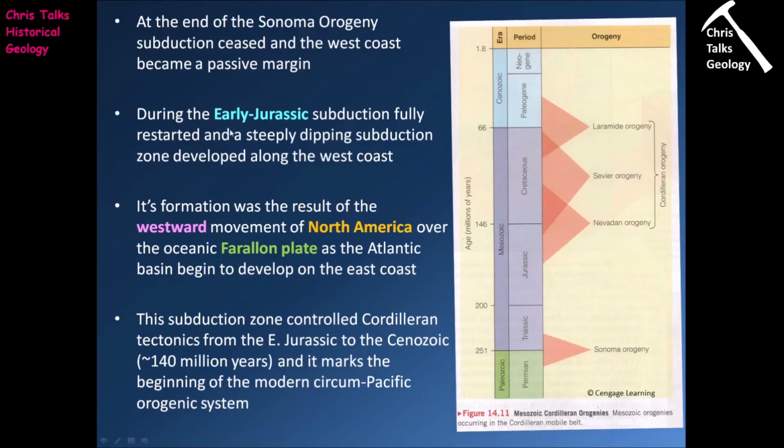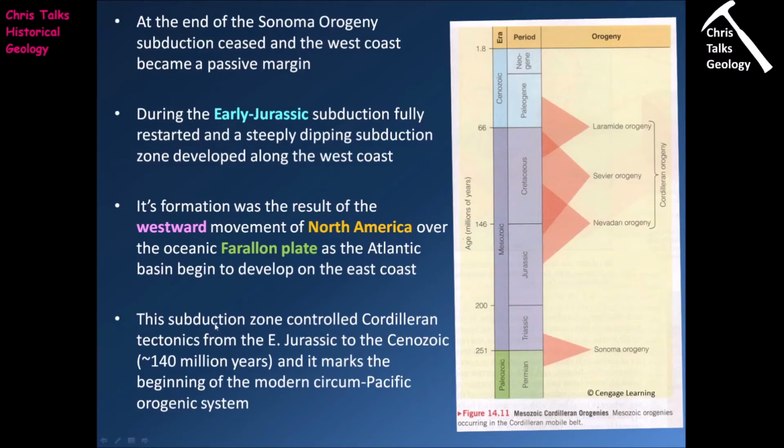Now, during the early Jurassic, we get subduction fully restarting along the west coast. And this leads to the formation of a steeply dipping subduction zone. Now, as we've discussed, the formation of the subduction zone is due to the westward movement of North America over the oceanic Farallon Plate. And of course, this is a direct reflection of the rifting that's taking place along the eastern side of North America, which eventually is going to lead to the formation of the Atlantic Basin.